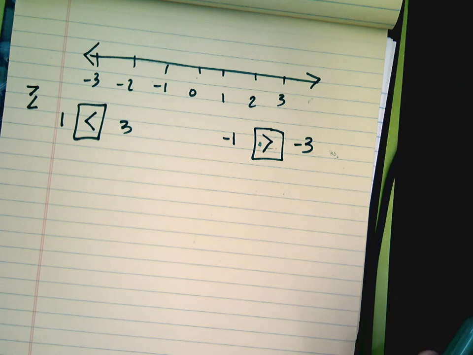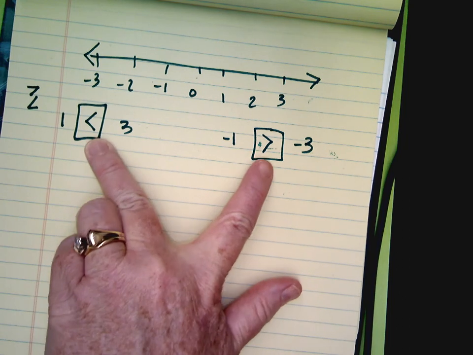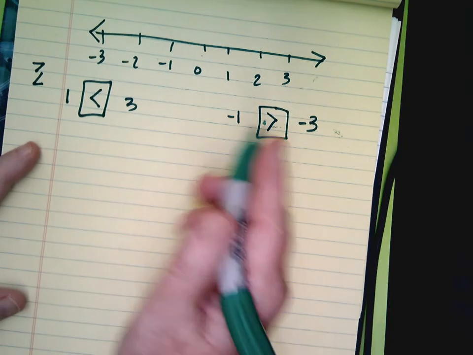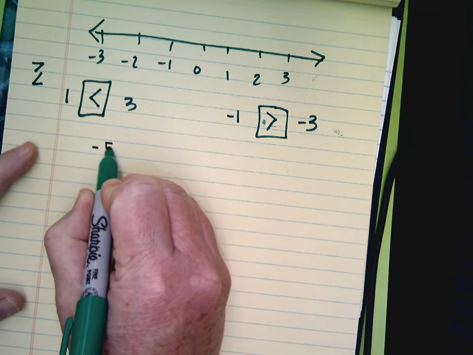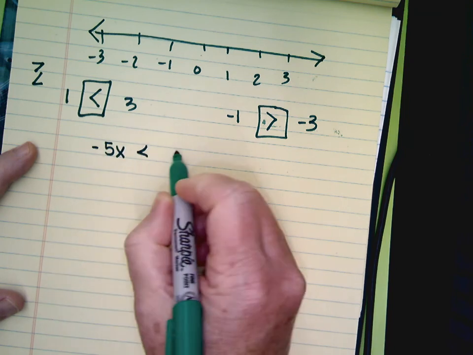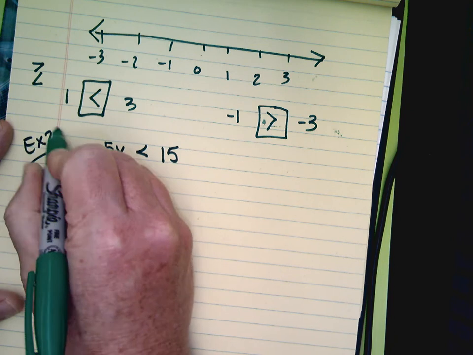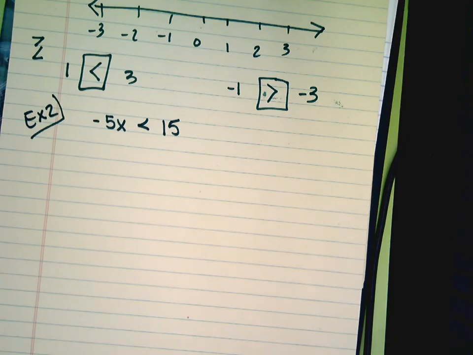Moved from one side of the number line to the other, when I went from positive to negative, the relationship between large and small flipped, right? So my symbol flipped right along with it. Keep that in mind. -5x is less than 15.